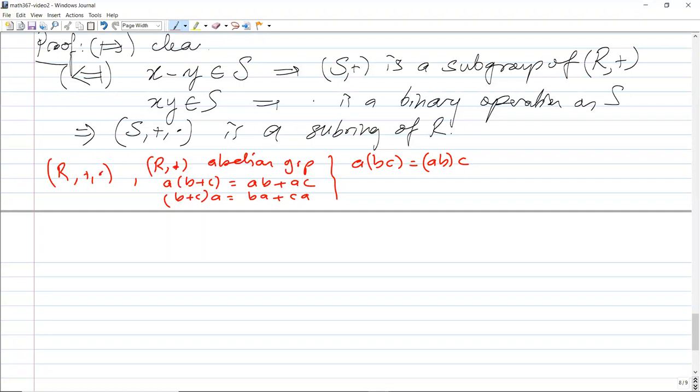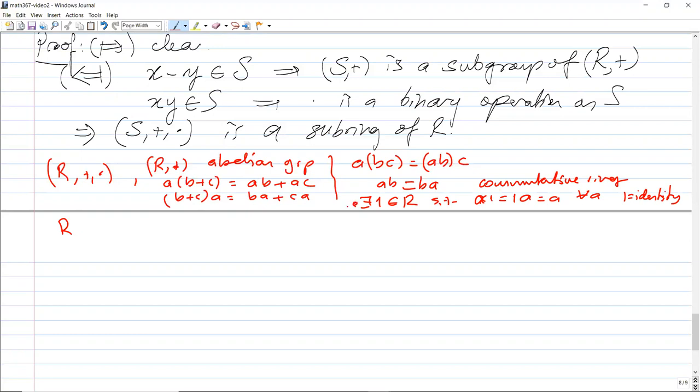If these properties hold, then we say that R is a ring, and if AB is equal to BA, then we say that it's a commutative ring. And if there is an element, let's denote it by 1, usually not other than zero, such that 1 times A is equal to A times 1 is equal to A for all A in R, then we say that this 1 is the identity, and R is a ring with one.